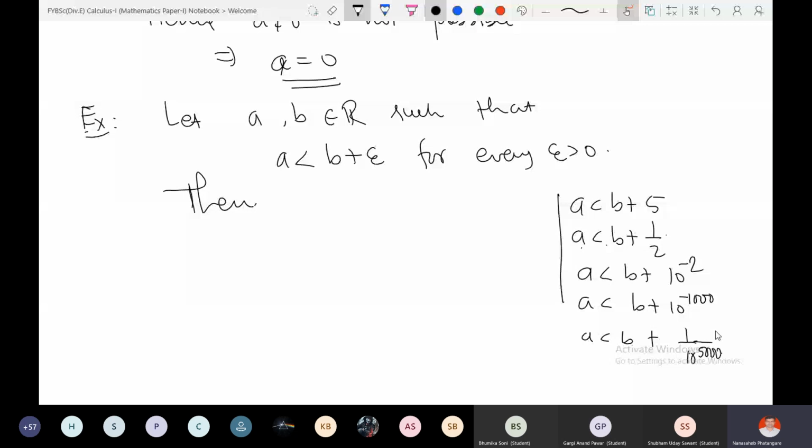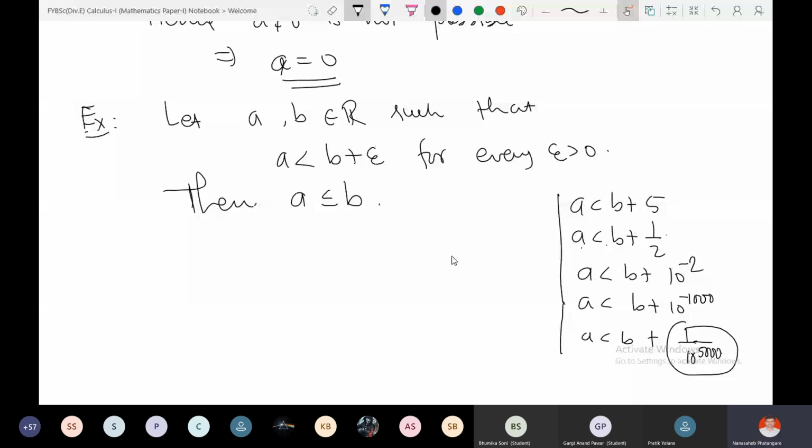Then what is the conclusion? What is the relation between A and B? A is less than or equal to B. Right. So A is less than or equal to B. This is the conclusion. That means B cannot be less than A. B has to be greater than A or equal. Is equality necessary, or should we say strictly less?